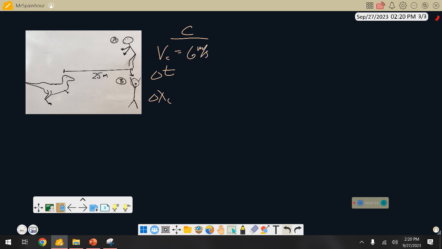Okay. And then the Raptor. Velocity initial, it said they were at rest, so that's 0 meters per second. Velocity final, we don't know. Acceleration is positive 4 meters per second squared. We don't know their time or their displacement. So similar to before, we don't have enough information. This is similar to the car and the Popo problem. We don't have enough information to solve either side.